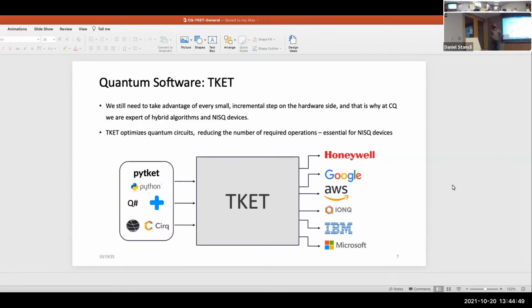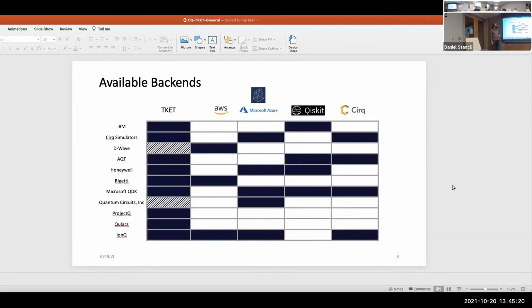This is the reason we developed Ticket, because it's both language and platform agnostic. You can write your program in any of these languages, and you can execute it on any of the hardware platforms seamlessly. So you actually just add one line to your code saying, I want to compile this using Ticket on this platform. And Ticket knows all the details of the different hardware platforms, and it will automatically find the most efficient way to execute your program on that platform that you've chosen. So I'll go into a little more detail about that.